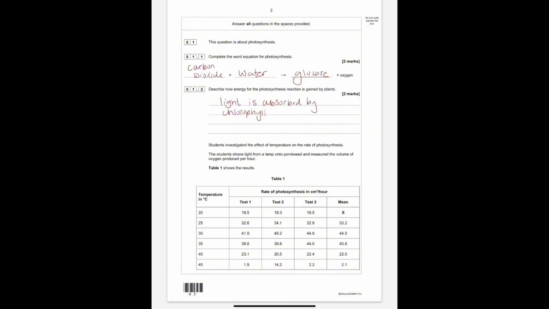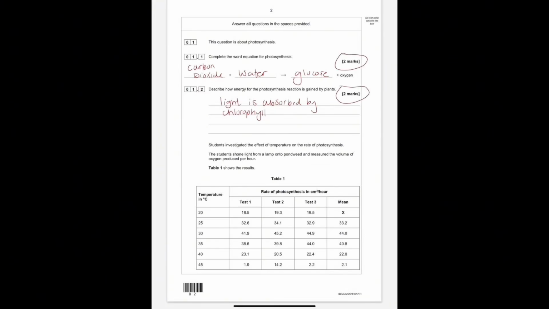Right, 1.2, describe how energy for the photosynthesis reaction is gained by plants. So light is absorbed by chlorophyll. Chlorophyll is the green pigment that's found in the chloroplast, and it absorbs the light energy. You can also write down light is captured by chlorophyll or chloroplast. You are allowed to write that down as well, but I've written this down because it's just really simple. So that's 2 marks over here and 2 marks here.